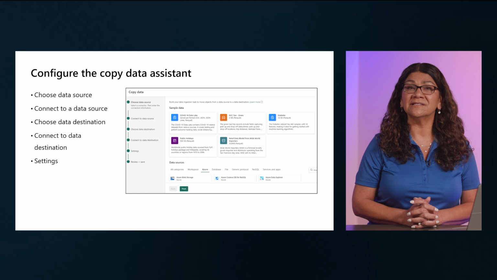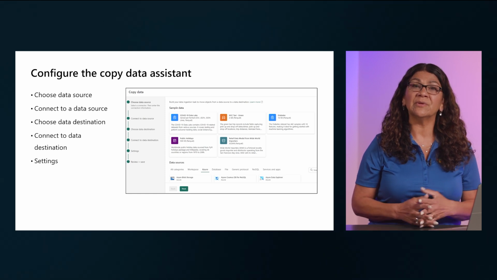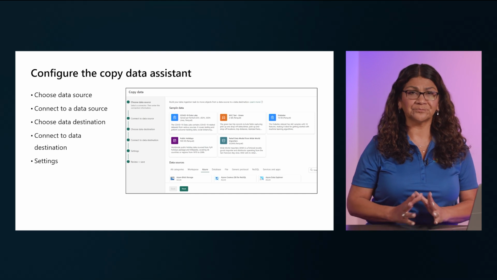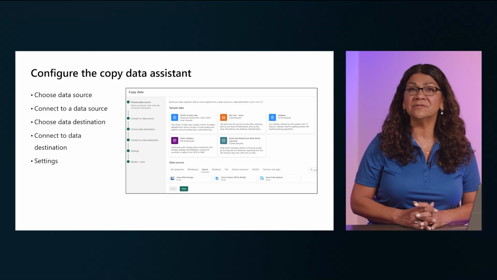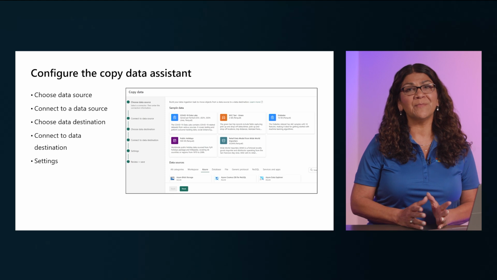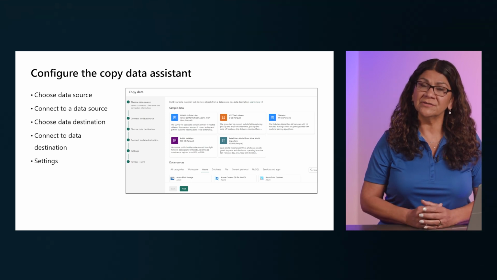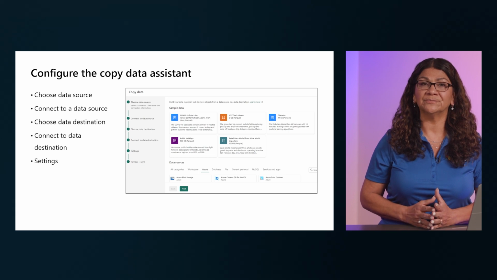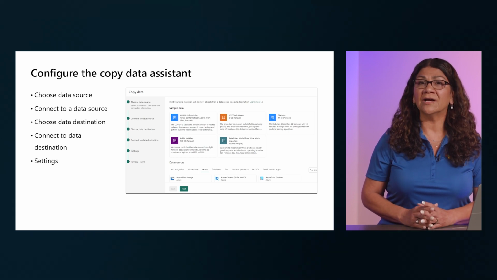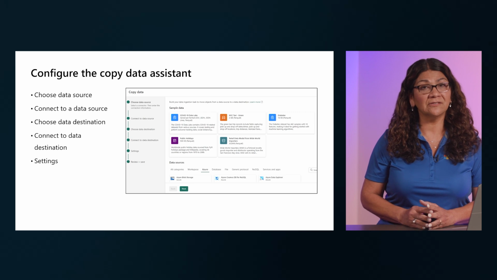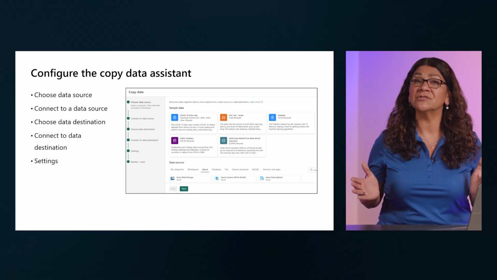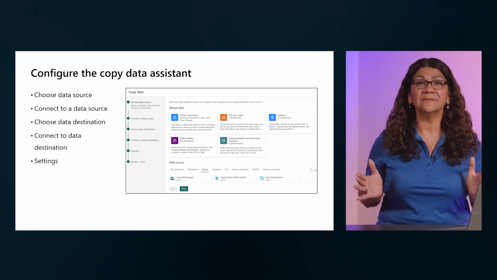Next, choose Data Destination, which can be SQL Server, Azure Data Lake, etc. Next, connect to Data Destination. Select and map columns from source to destination. You can load to a new or existing table. Lastly, configure other settings like staging and default values. I think you'll find the Copy Data Activity Wizard very easy to use.